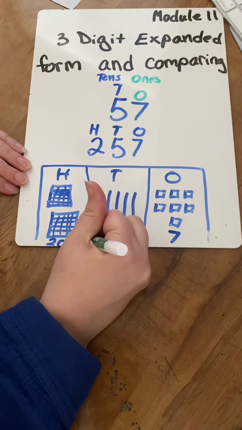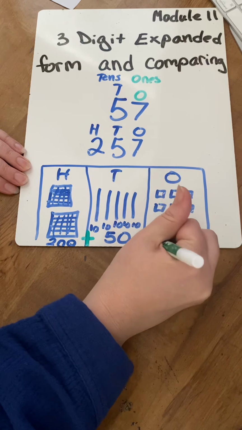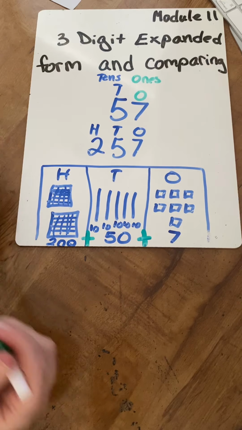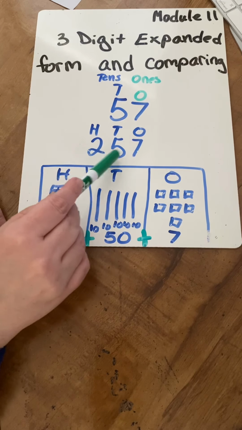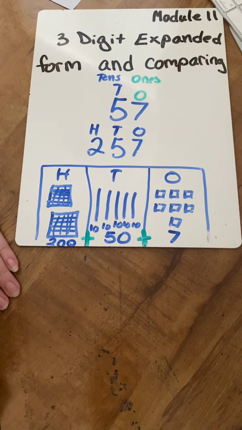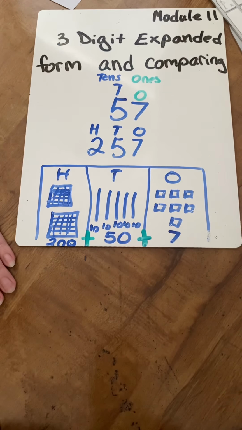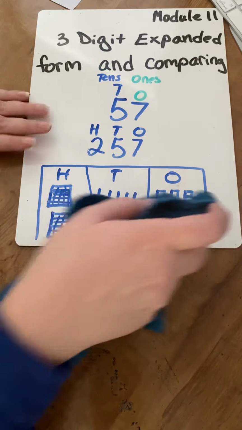That is expanded form. If we remember, we did that with our numbers when we just had 2 digits, the tens and the ones. But now we have 3 numbers, 3 digits here. So 200 plus 50 plus 7. Let's try another one.